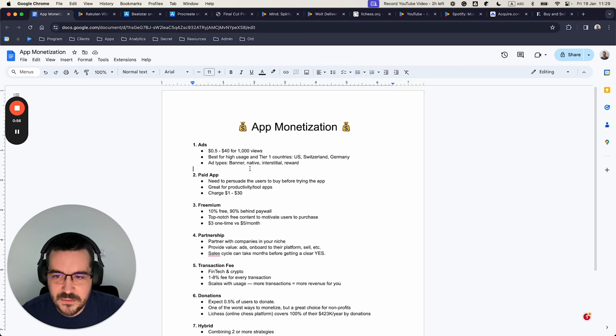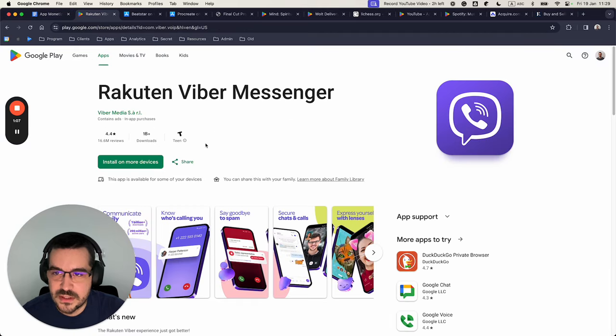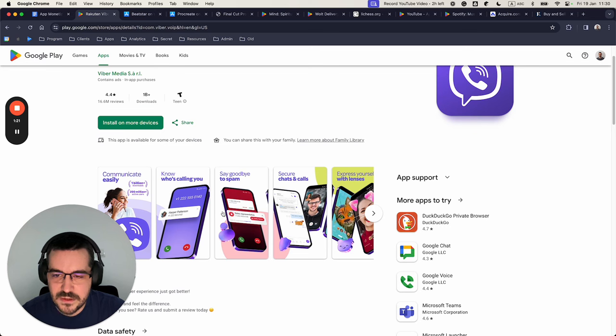And there are different ad types, such as banner or native ads, which earn less, or interstitial and rewarded ads that earn more. Let me show you a few examples. For example, in the Viber Messenger, they show banner ads, native ads inside of the chat list, but they also show interstitial ads after each call. So that's one way to monetize a free app.